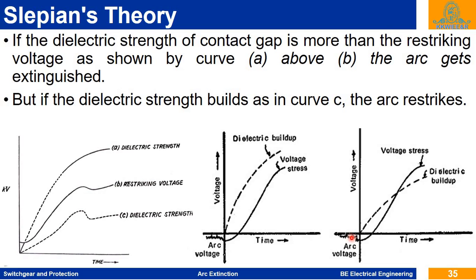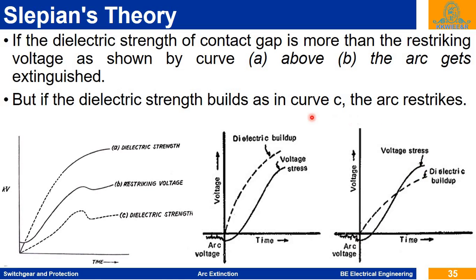It is shown here. So this is the voltage stress. In both figures, the voltage restriking rate is the same. So we have to change the rate of build-up of the dielectric strength. In this case, if the dielectric build-up rate is less than this voltage stress, the arc restrikes.